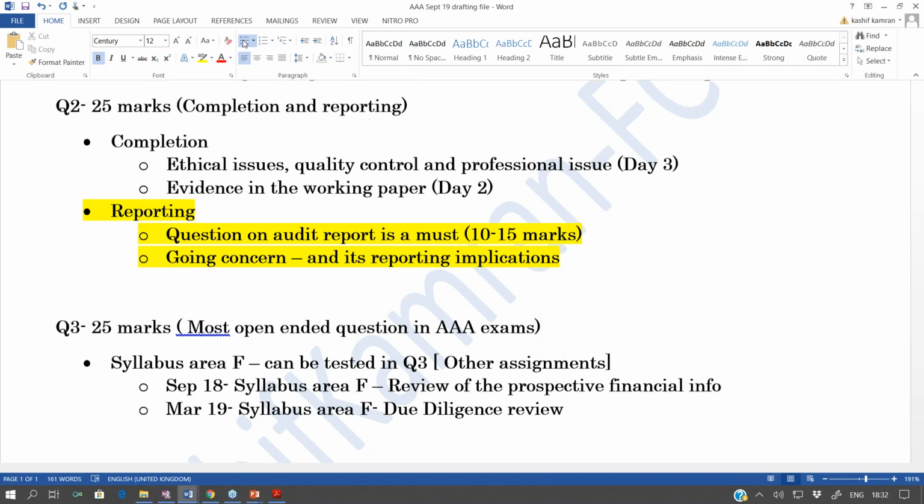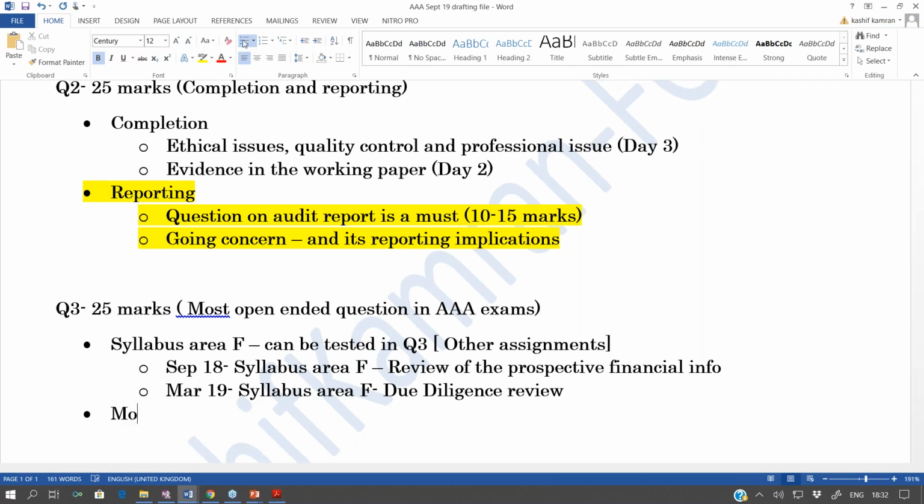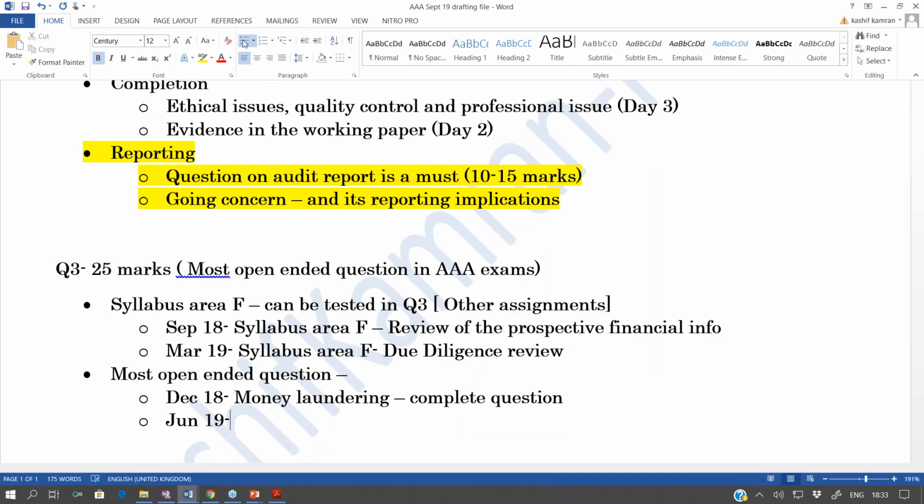But when you look at the most open-ended question, in the December 18 exams the examiner tested money laundering, a complete question on money laundering. So see, that becomes the most open-ended question. The examiner says, I can test syllabus area F, which the examiner has tested 2 out of 4 times, but the examiner even tells you this is a more open-ended question. And then in the June session, the last one, the examiner tested the current issue of accounting estimates.